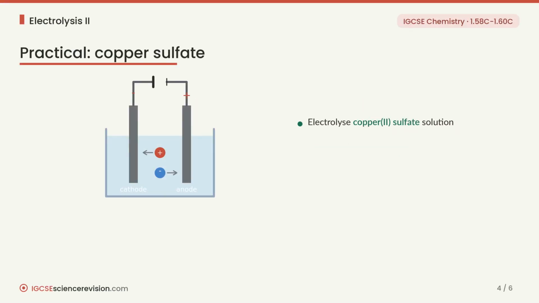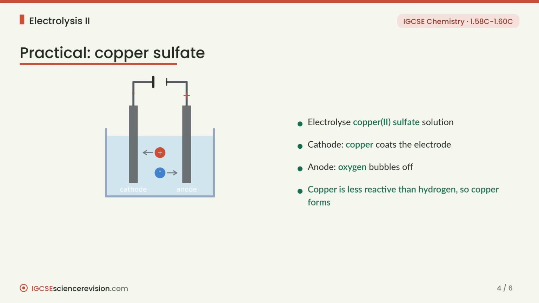Let's put it together with a common practical: electrolyzing copper sulfate solution with inert electrodes. At the cathode, copper is deposited, coating the electrode in a layer of pinkish-brown metal, because copper is less reactive than hydrogen. At the anode, there's no halide present, so oxygen gas bubbles off. So the rules predict it exactly. Copper at the cathode, oxygen at the anode. This is also the idea behind purifying and electroplating metals.